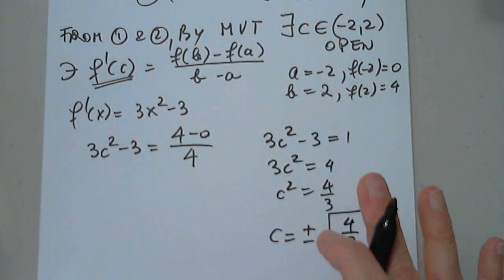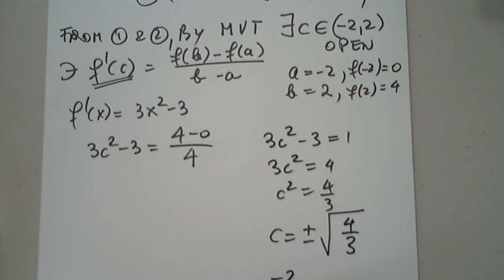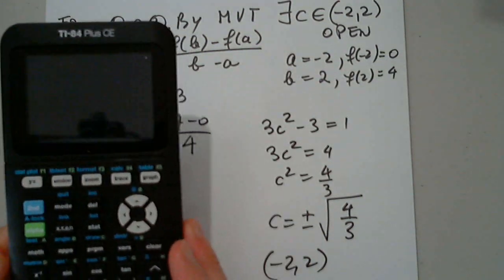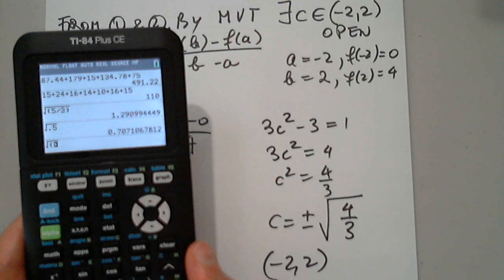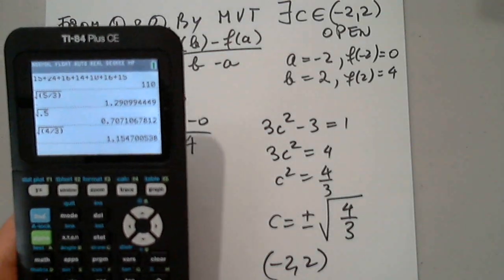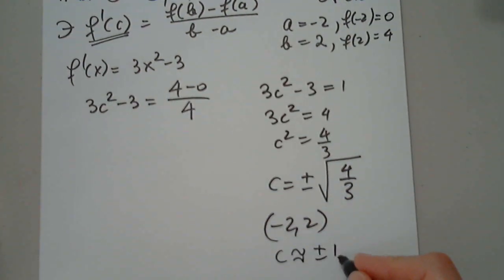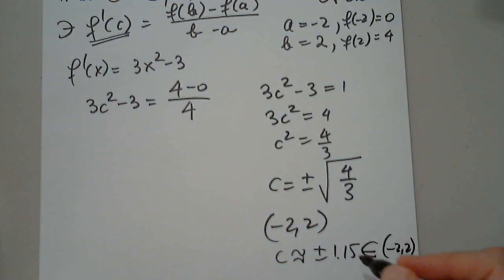But I don't know if these fit in the interval negative 2, 2. I have to check. Since it's just a number, I'm just going to do the square root of 4 divided by 3. And I got 1.15. So c is approximately plus or minus 1.15. Both belong to negative 2, 2. Both check. So in this particular case, for this function, we found 2 points guaranteed by MVT.